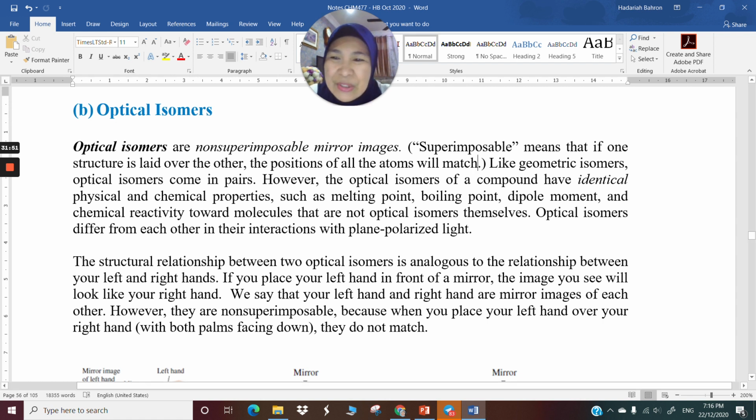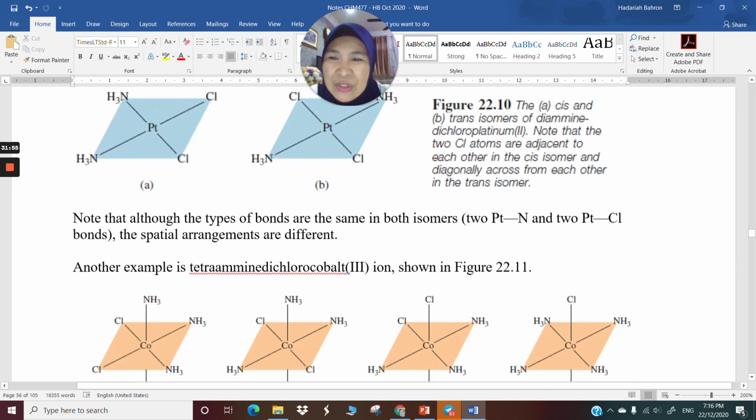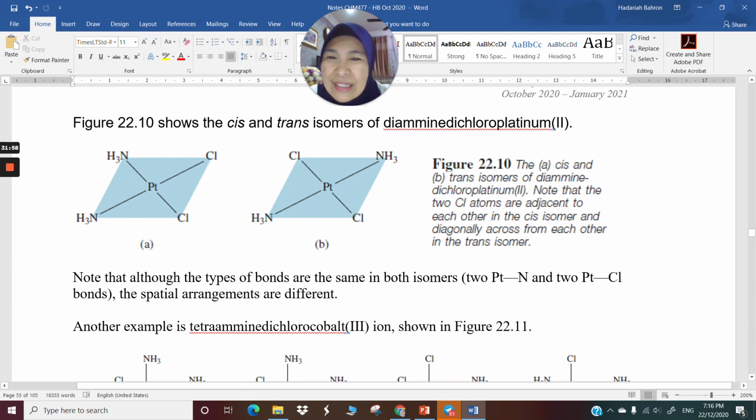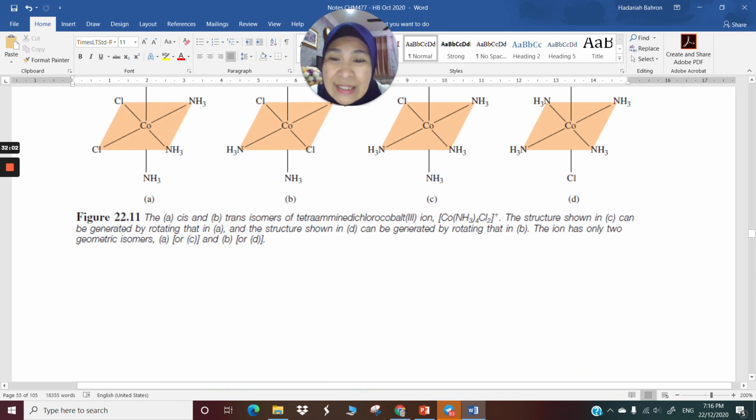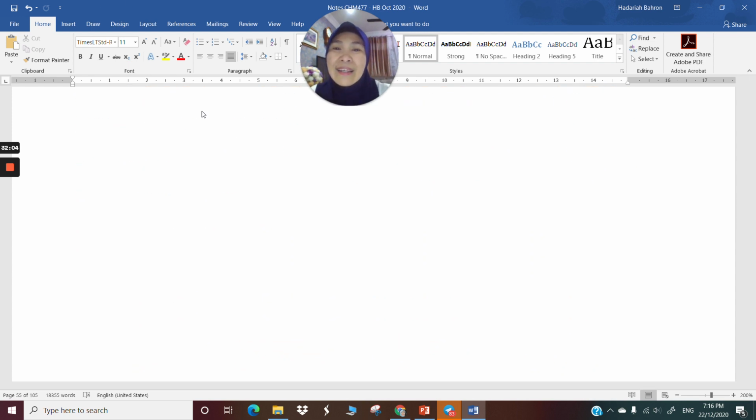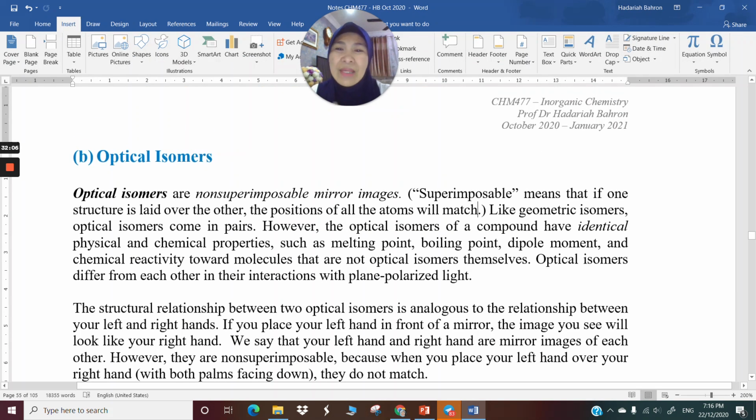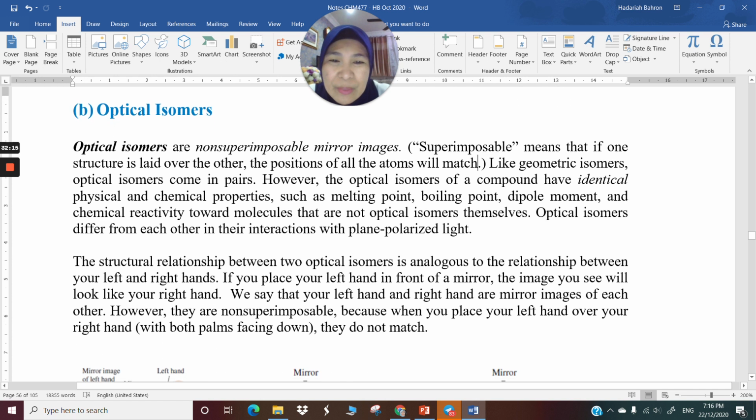Like geometric isomers, optical isomers come in pairs. With geometric isomers, you have your cis and your trans. These are a pair of diastereomers. My hands are a pair of enantiomers. This is one enantiomer. This is another enantiomer.